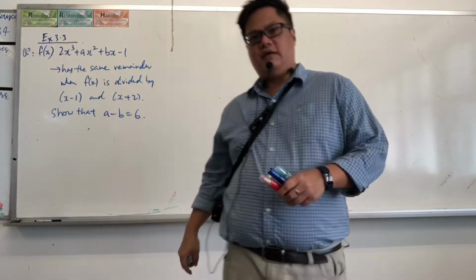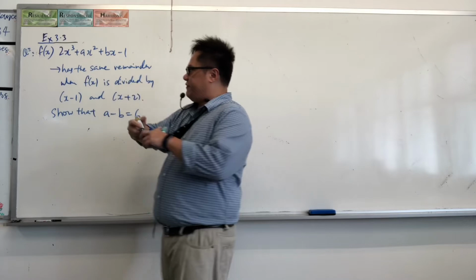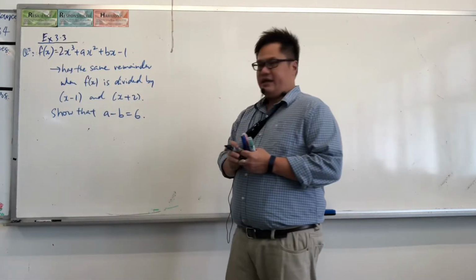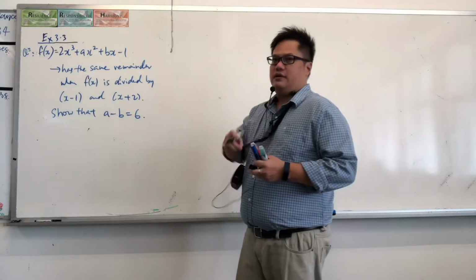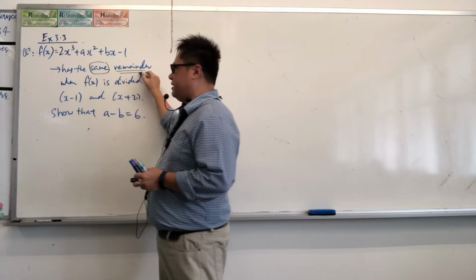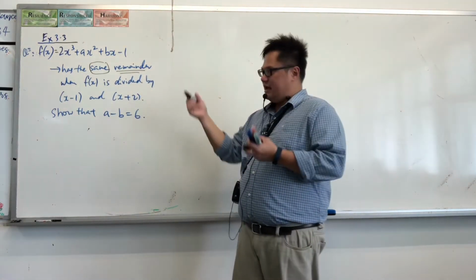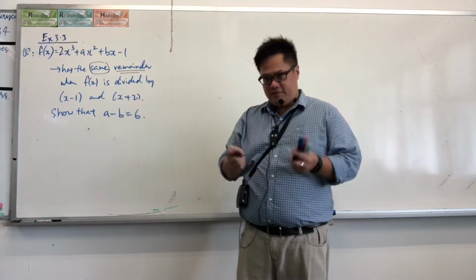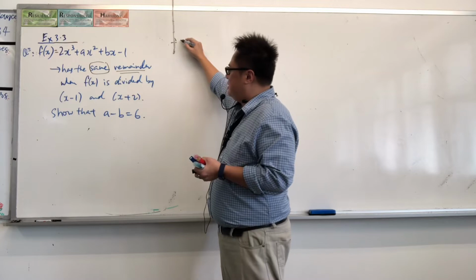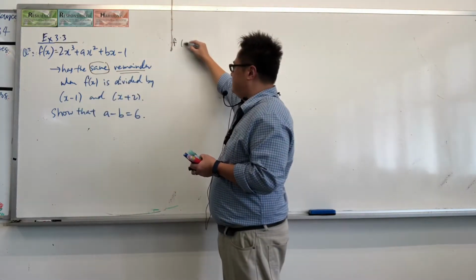Okay, watch this. Right now you're given that f(x) equals 2x cubed plus ax squared plus bx minus 1. The question says it has the same remainder when divided by these two expressions, the divisors x minus 1 and x plus 2. Tell me at least you know how to start. f what? It's not f(2), this is f(1). We start with f(1) first. Is that okay?